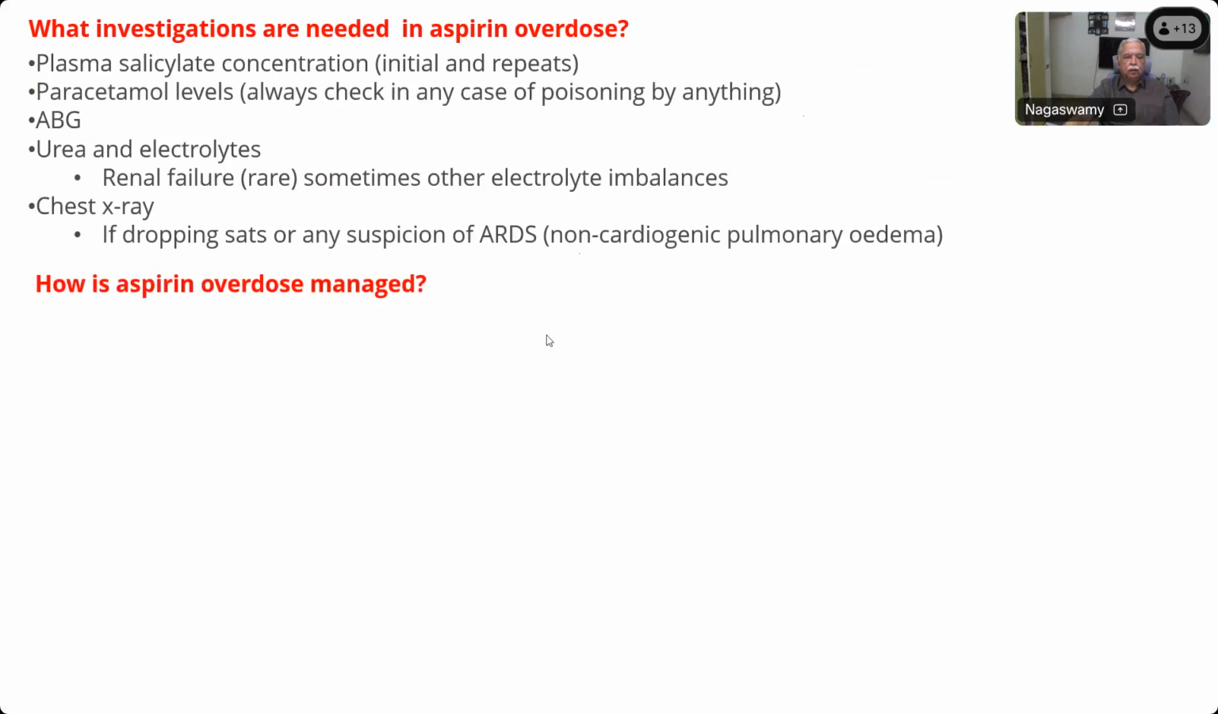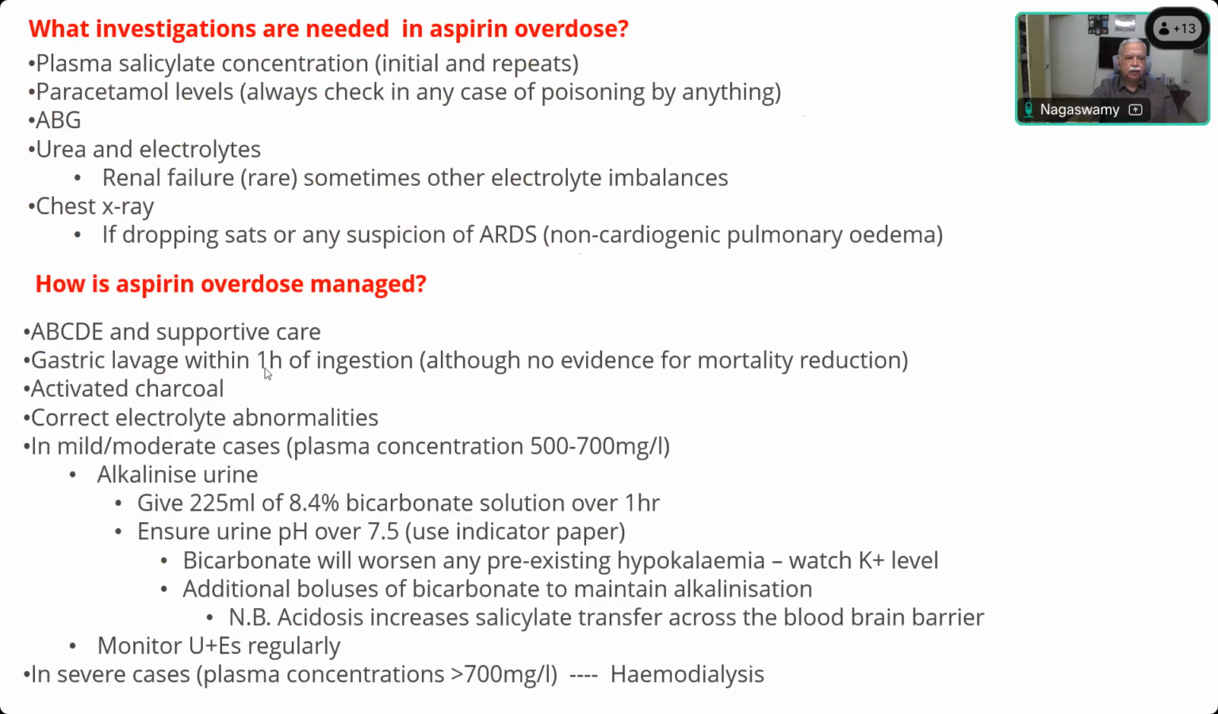How is aspirin overdose managed? So symptomatic management only, sir. Symptomatic. ABCDE supportive care. Gastric lavage within 1 hour. Activated charcoal can be given. Electrolyte abnormalities have to be corrected. Alkalinize the urine by giving 225 ml of 8.4% bicarbonate solution over 1 hour. Ensure the urine pH is always on the alkaline side.